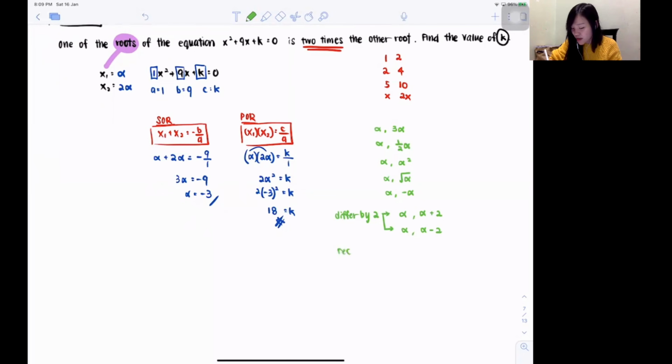Next one, what if they say reciprocal? This is like a new word, okay? If they say reciprocal, it means one of them is alpha, and the other one is 1 over alpha. Reciprocal means 1 divided by the number, okay? Last one, what if they say the ratio is N to M? Listen to me, if they give you the ratio of these two roots as N and M, then one you write N alpha, the other you write M alpha. Just like that. Hopefully you guys all understand it.